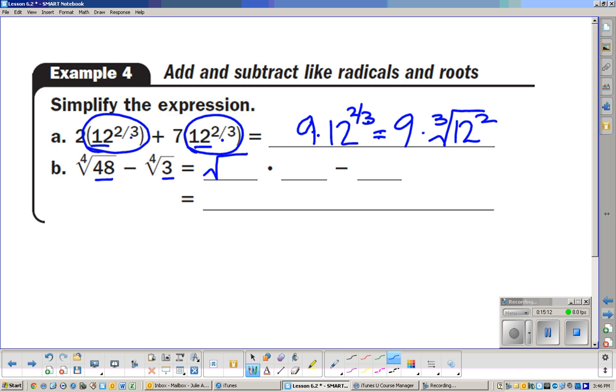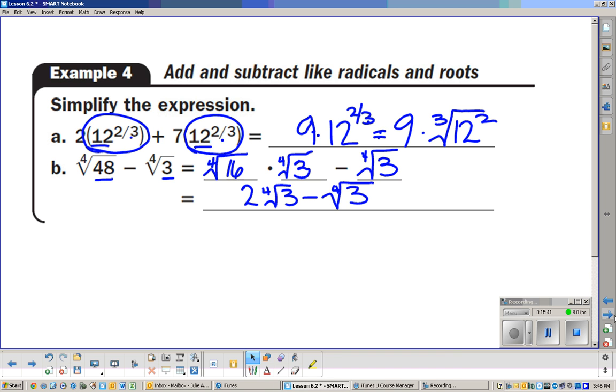So I can rewrite this as the fourth root of 16 times the fourth root of 3, because 3 times 16 is 48. Fourth root of 3 doesn't change at all, so I'm just going to write that down. Now, what do I really have here? Well, the fourth root of 16 is a 2. So I have 2 fourth roots of 3 minus 1 fourth root of 3. So again, if you think about it, I have 2 apples minus 1 apple. What do I have? I have 1, but they're still apples. They stay exactly as they were before I added or subtracted them.